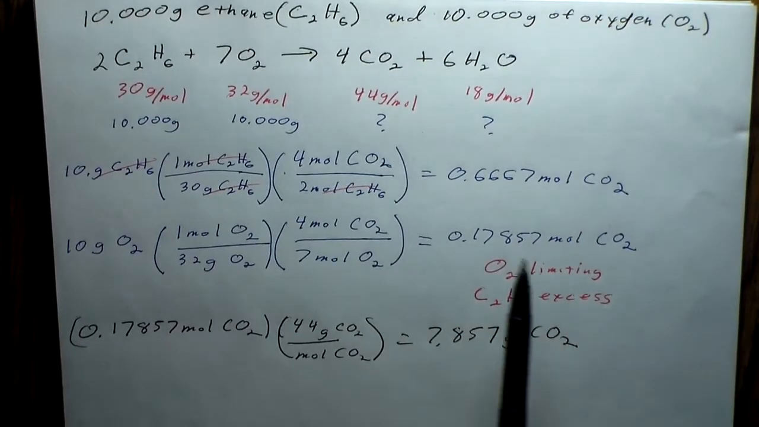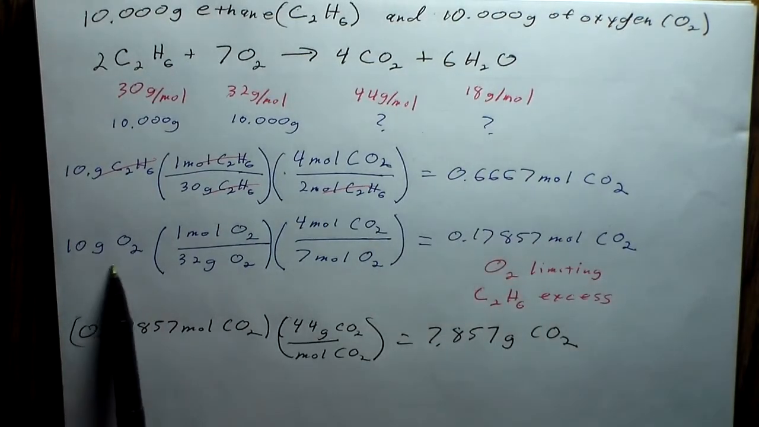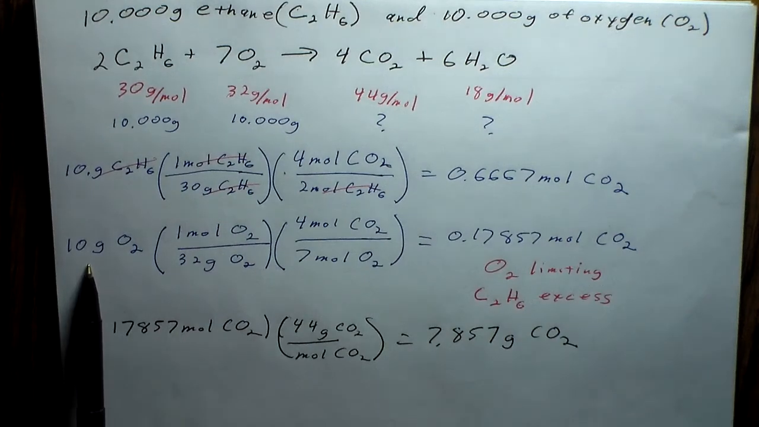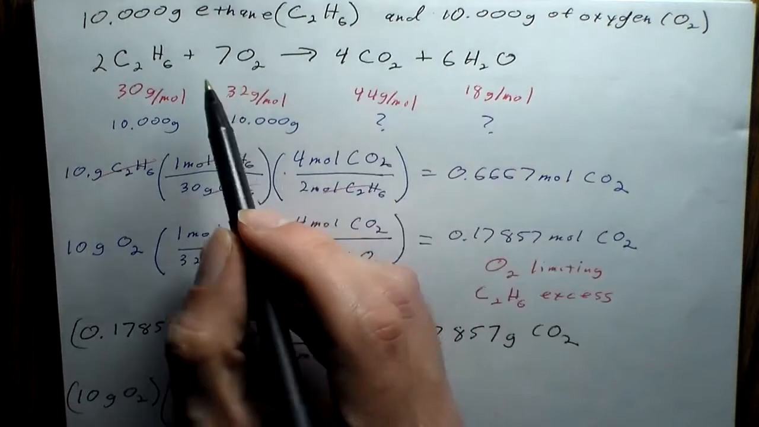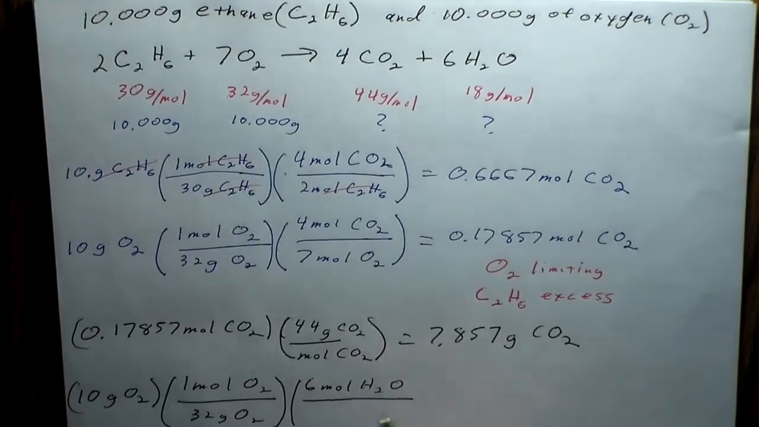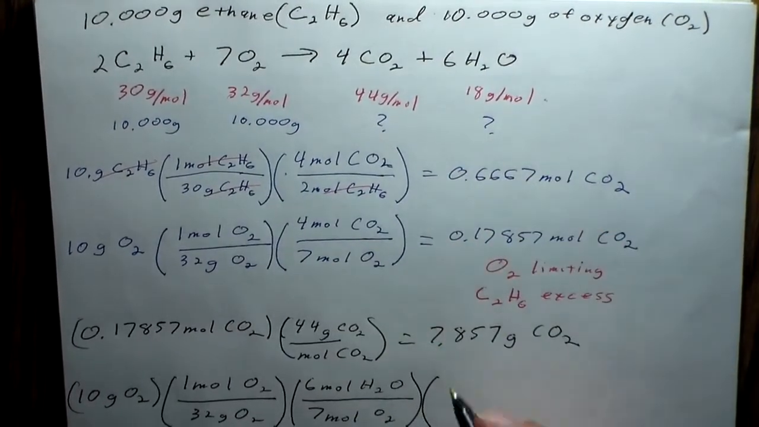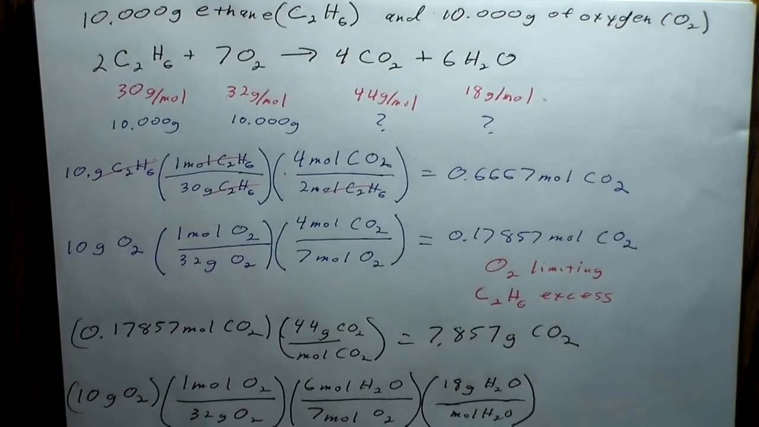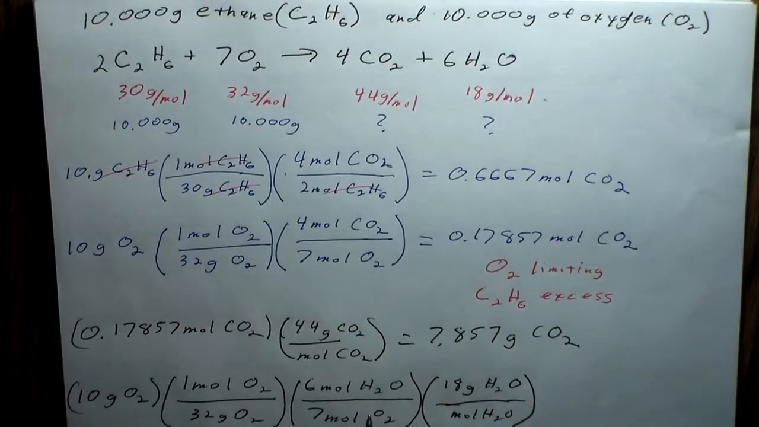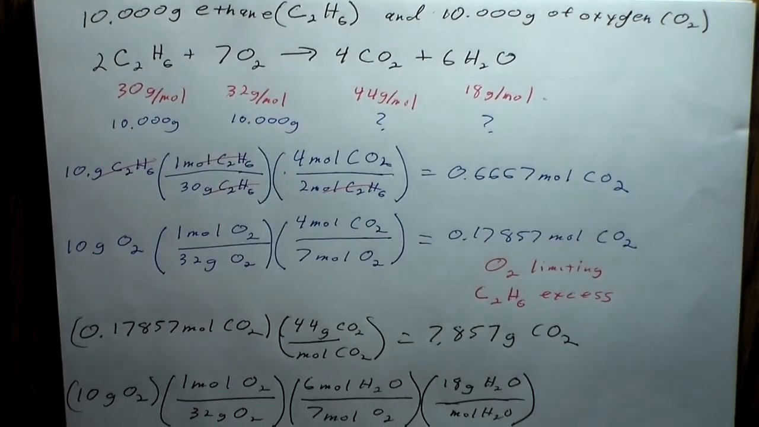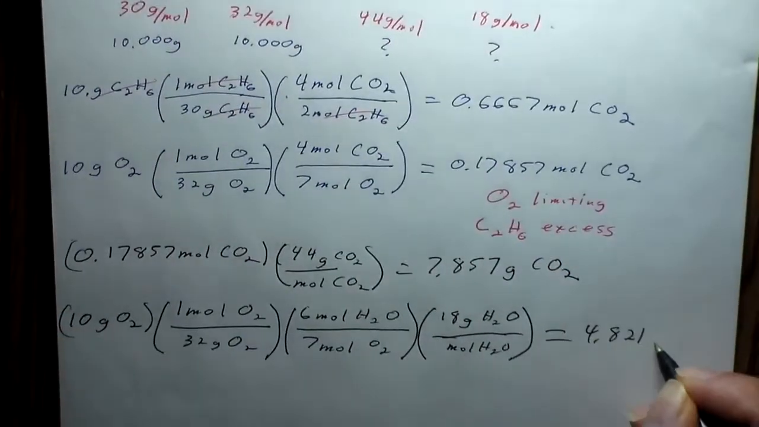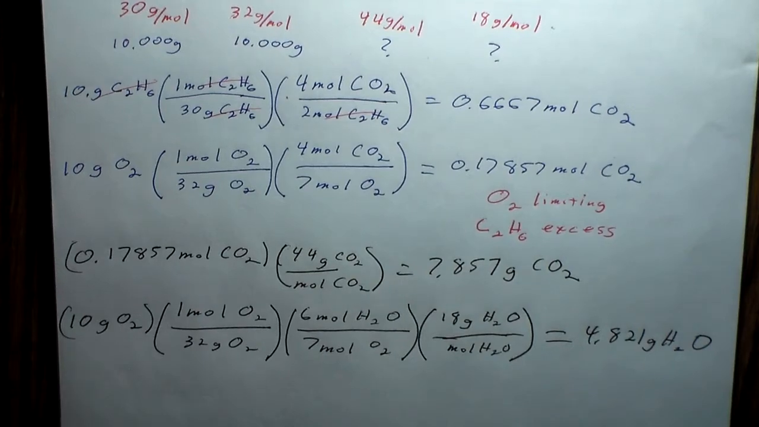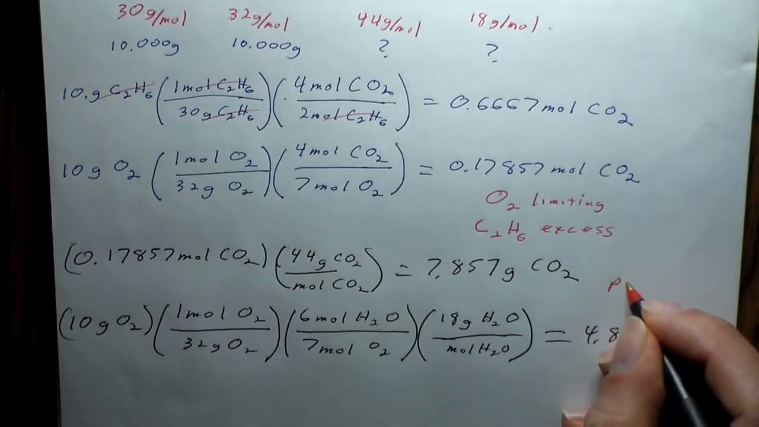And then we can also figure out how much water is made. Since we're starting here with the 10 grams of oxygen, we just run through this. And now we're going to use 6 to 7 in this case, and then our 18 grams per mole. You can very easily see grams cancel out, moles of oxygen cancel out, moles of water cancel, and we're left with grams of water. And this will give us, this is the grams of CO2 and water, and these are the amounts produced.